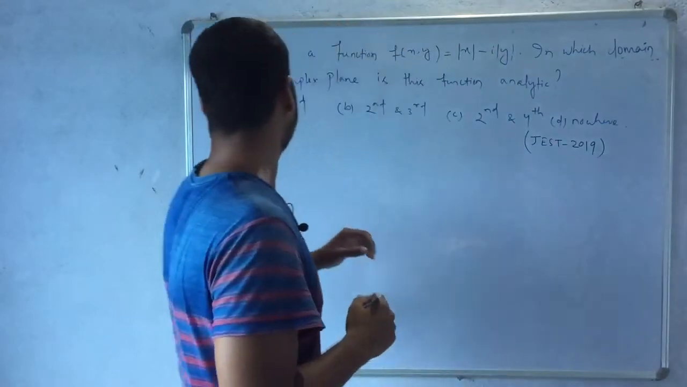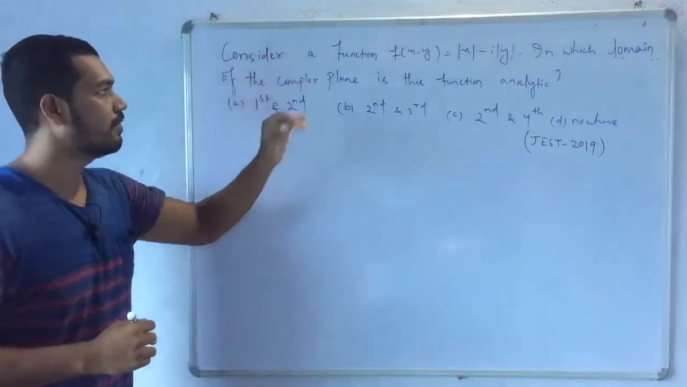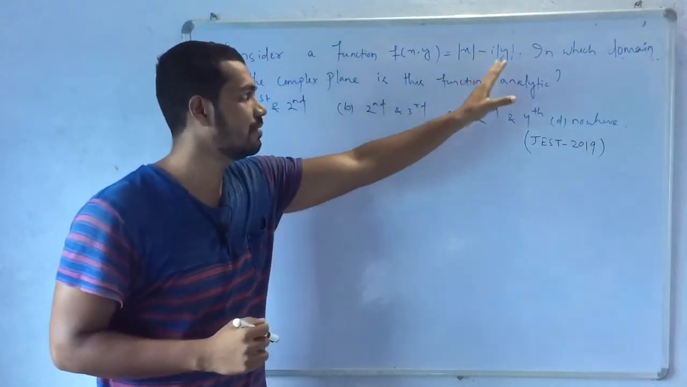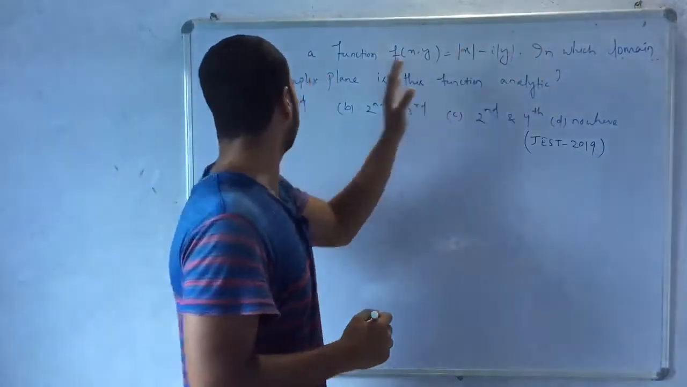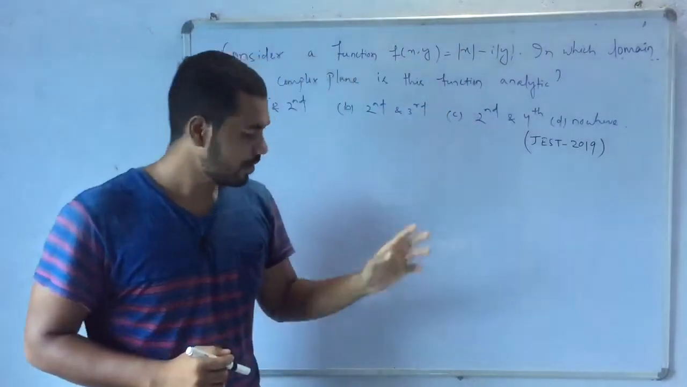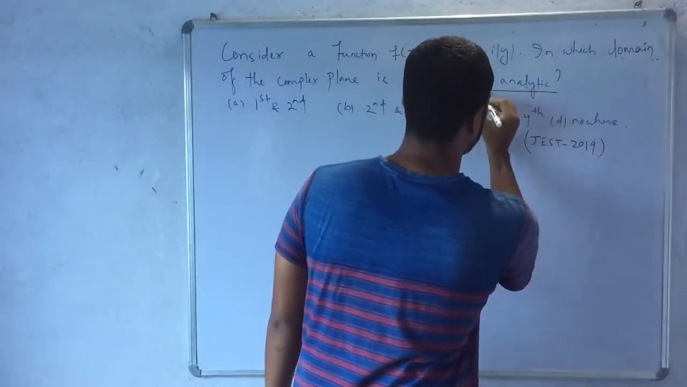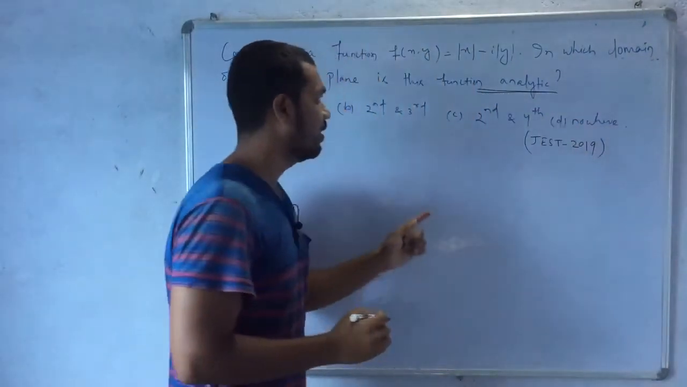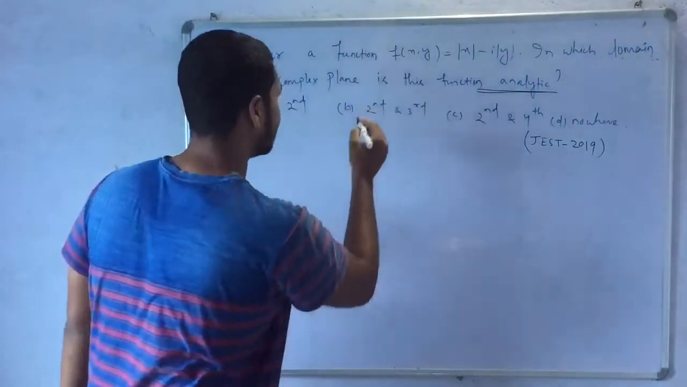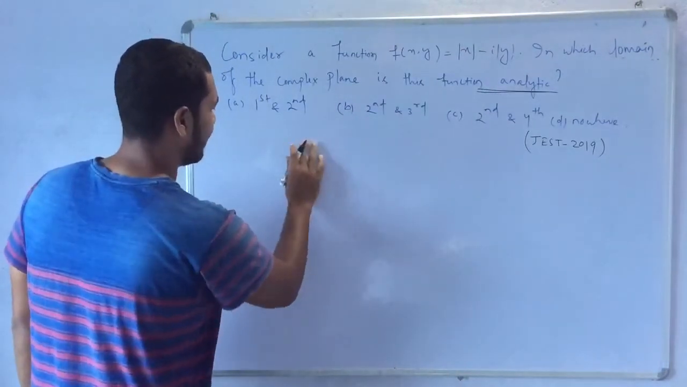Okay. So the problem is: consider a function f(x,y) equal to |x| minus i|y|. In which domain of the complex plane is the function analytic? So here we have to choose the domain of the complex plane where the function is analytic. So let's draw the function in the complex plane, or Argand plane.